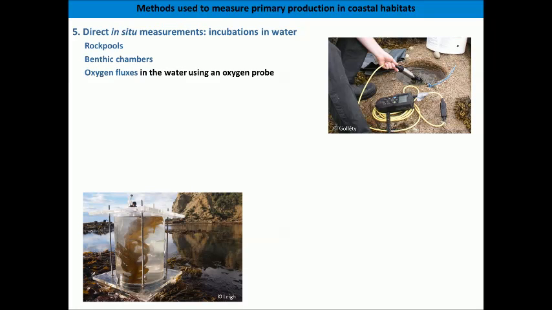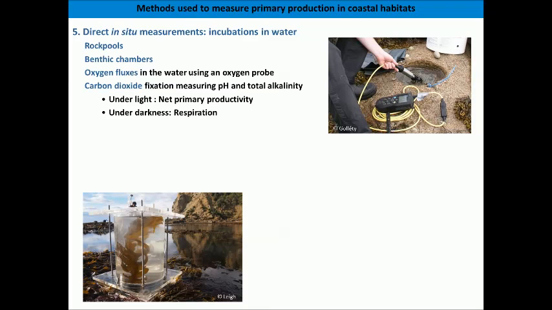In both cases, you measure either oxygen fluxes in the water using an oxygen probe or taking water samples, or you can measure carbon dioxide fixation, again taking water samples from which you measure pH and total alkalinity. In either case, you do an incubation under light, which is net primary productivity, and then under darkness you get respiration. There are a few constraints with this method compared to the previous ones.